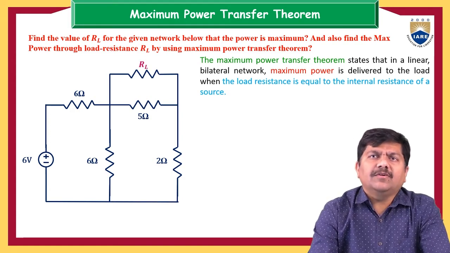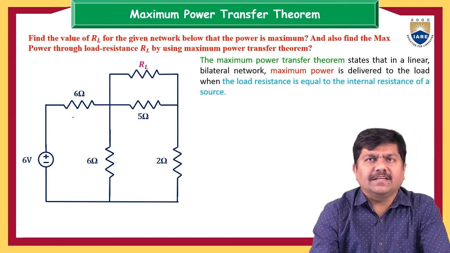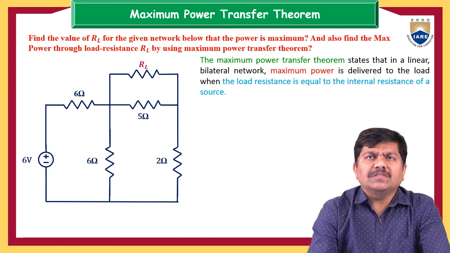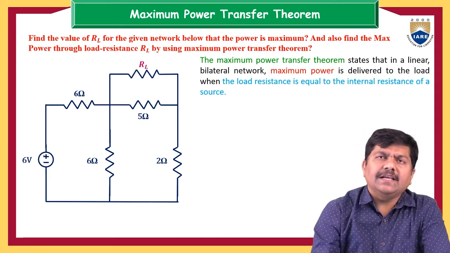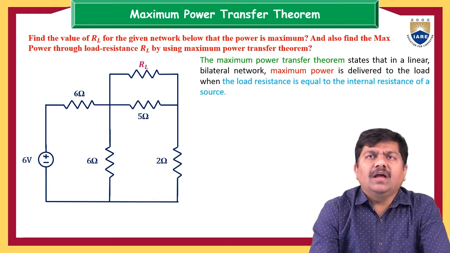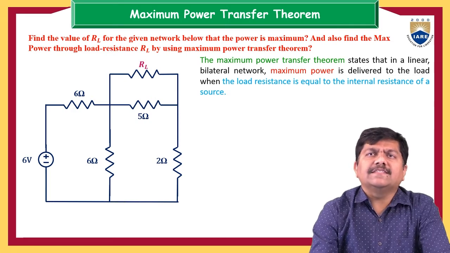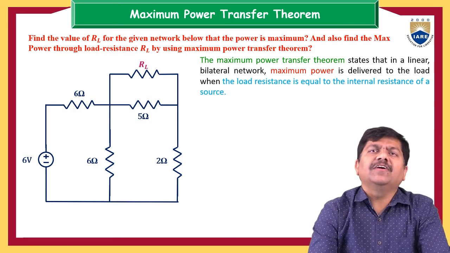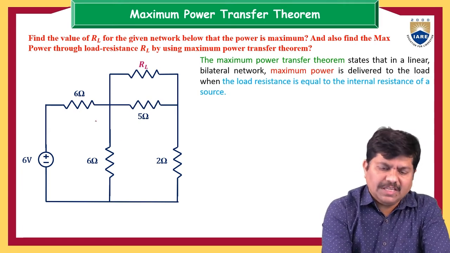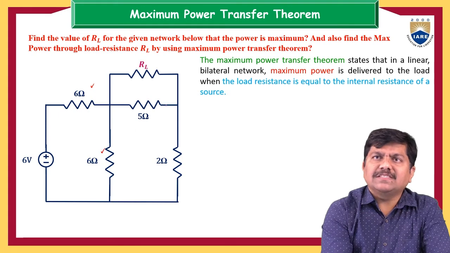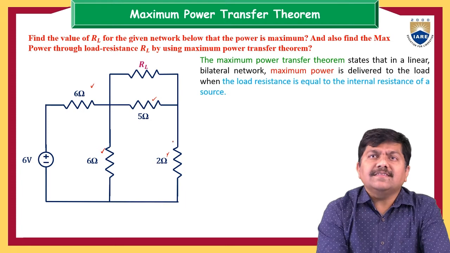In this example, if you look, the 6 volts and 6 ohm are connected in series, which means you can treat the 6 ohm as the internal resistance of the 6 volt source. Sometimes people may ask how we can say that this 6 ohm is the internal resistance of the 6 volt source. In such cases, it may be a combination of this 6 ohm resistance, this 5 ohm resistance and this 2 ohm resistance. We don't know exactly.